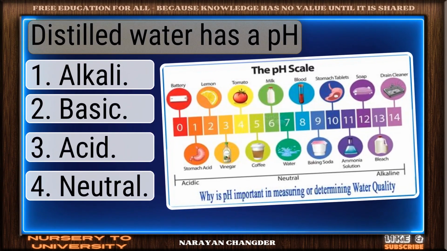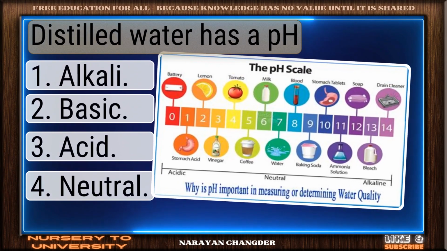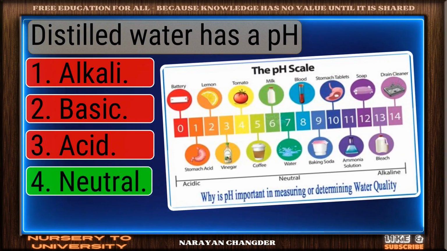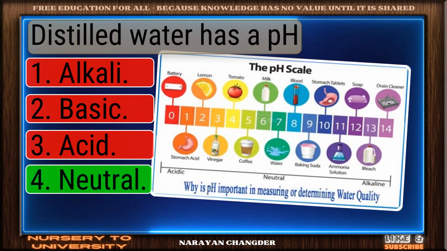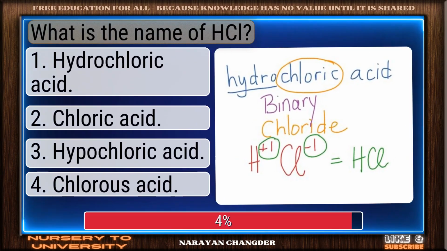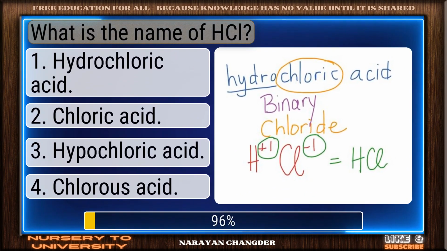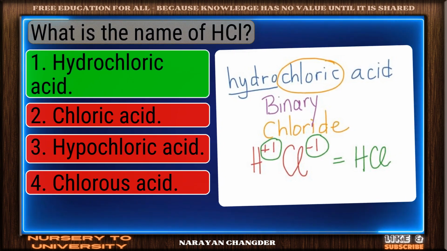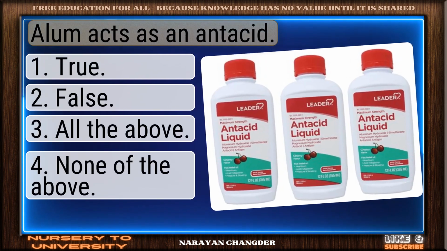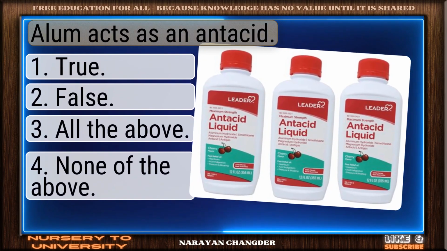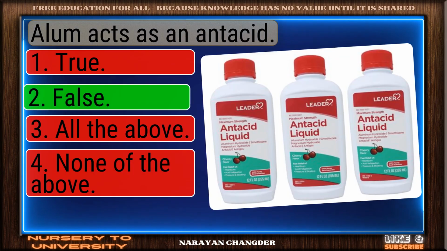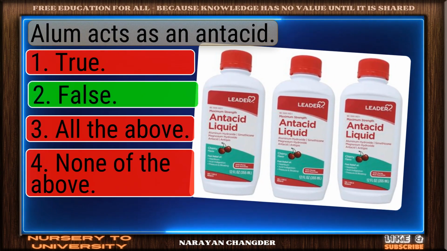Question number 214. Distilled water has a. Well picked. Neutral is the correct answer. Question number 215. What is the name of HCl? Nice selection. Hydrochloric acid is the correct and valid answer. Question number 216. Alum acts as an antacid. Well done. False is the right choice.